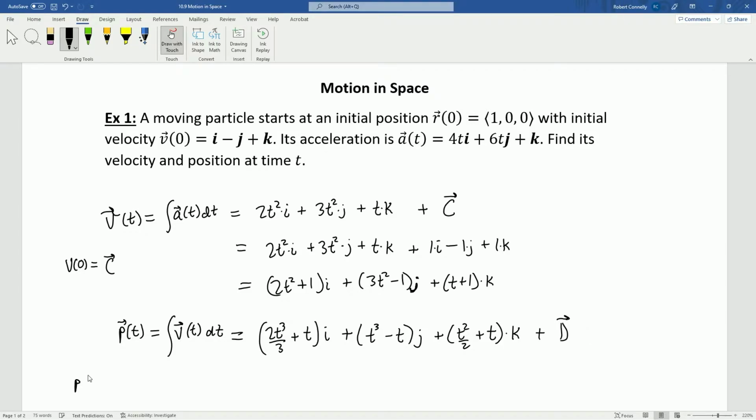Now again, if we evaluate at 0, all of these terms are going to be 0, so we're just going to be left with that vector d. So that tells us that d is our initial position, which actually, the problem was using r for the position vector, so I should just change that back to r. Okay, so r of 0 equals d.